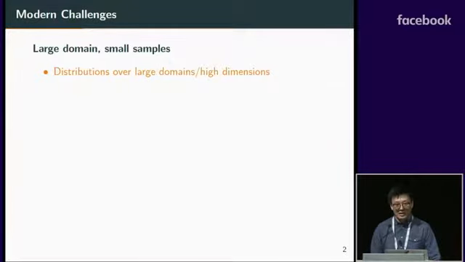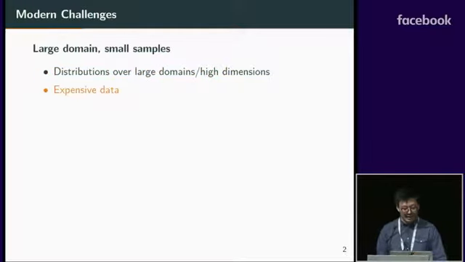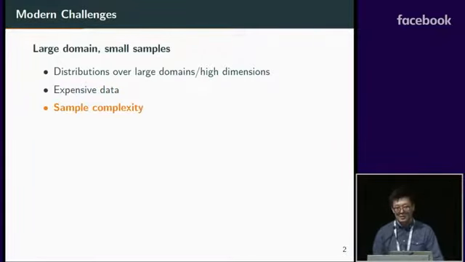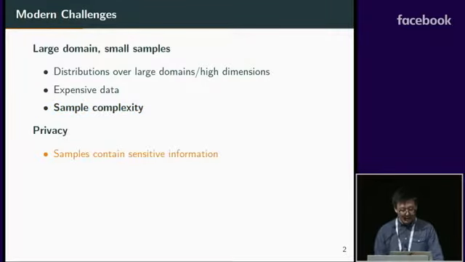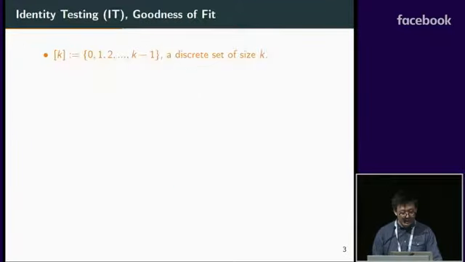Although the amount of data is increasingly large, the domain size of our data is also large. For example, the data may be over very high dimensions, so we may incur the curse of dimensionality. And additionally, the collecting process of the data may be expensive. So we need to consider the sample complexity of the problem. And on the other side, since the data are collected from users, the samples may contain sensitive information about them. So we want to perform our task while preserving the privacy of each individual. This problem can be modeled as the following identity testing problem.